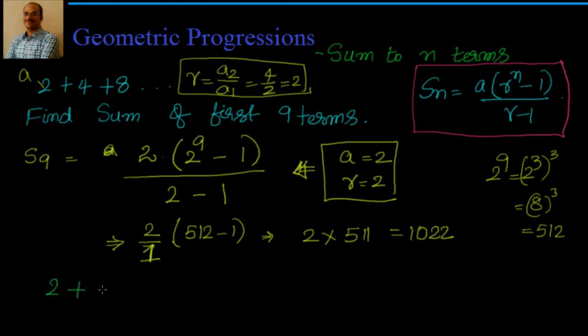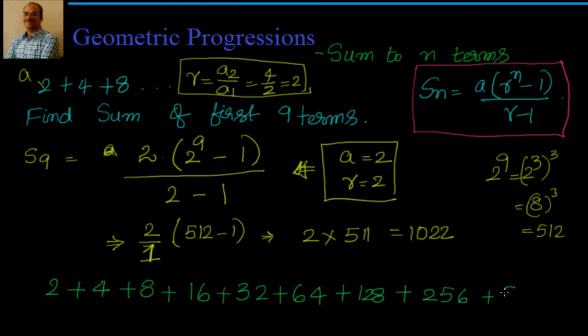Since it's a simple example, we can go back and cross check it. We have to find out the sum of 9 terms. So let me write them out: 2, 4, 8, 16, 32, 64, 128, 256, 512. We are just cross checking. We'll not do this for all examples. Since we are using it for the first time, we want to check whether the formula is working out fine or not, since it is a very simple example.